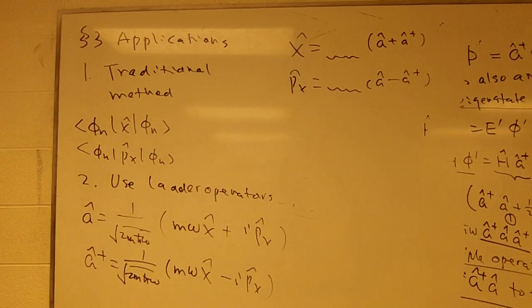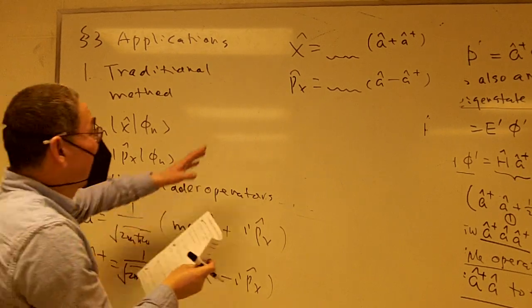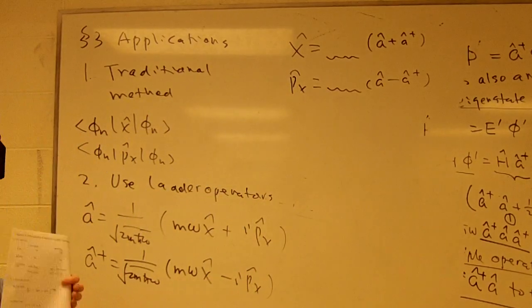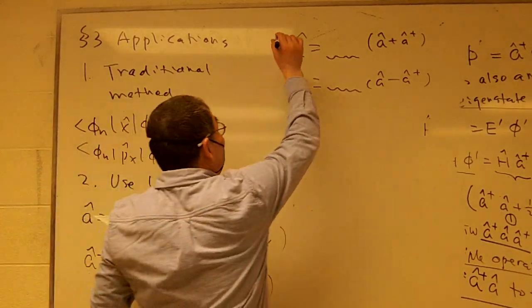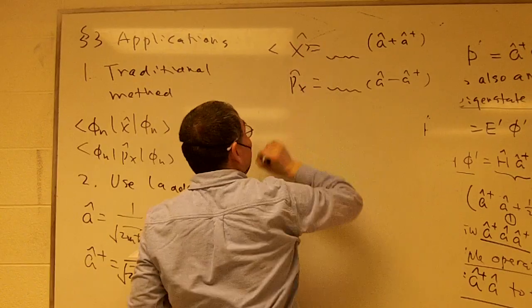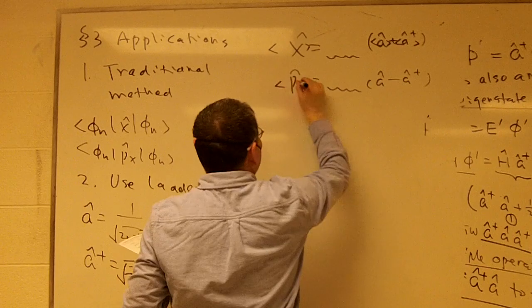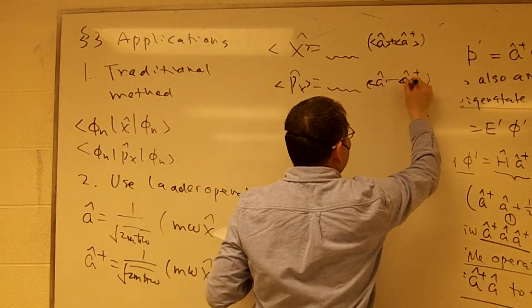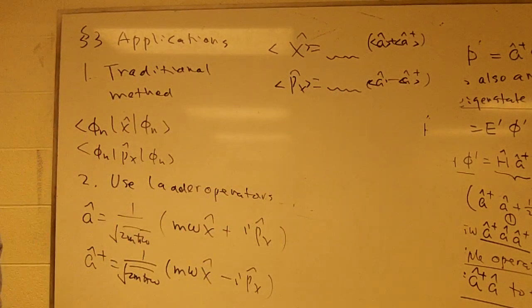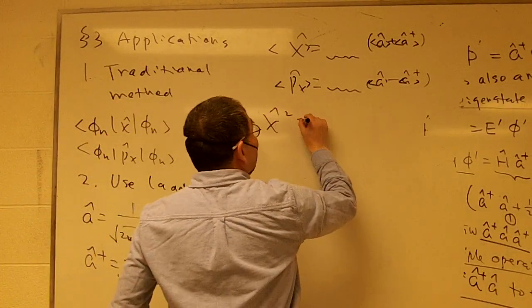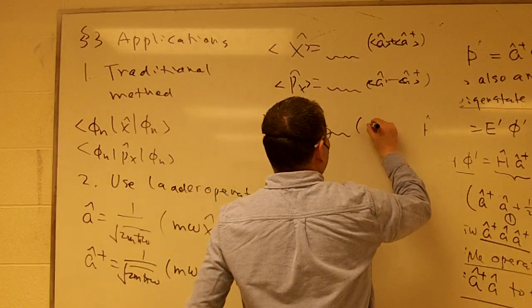Now you notice that when a dagger and a appear together in the same equation, it's physical. A single one alone does not mean anything, but together it is physical now. So if I want to calculate the expectation value of x, all I need to do is take the expectation value of each term. That's all I need to do. If I want x squared, some coefficients will be a.